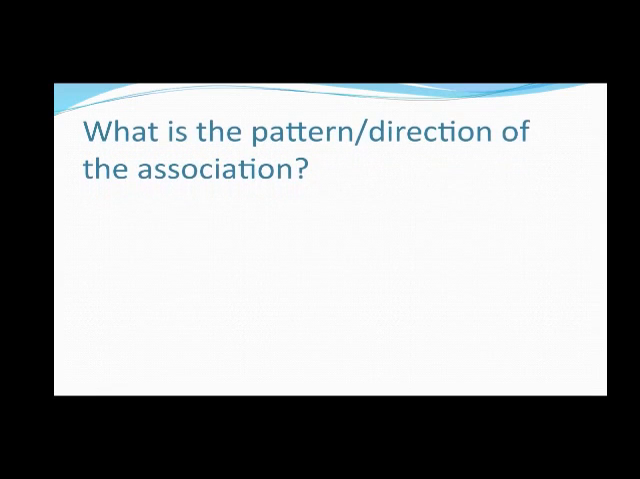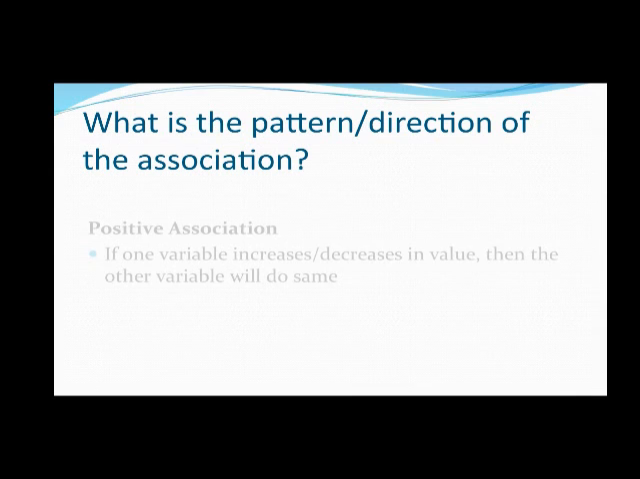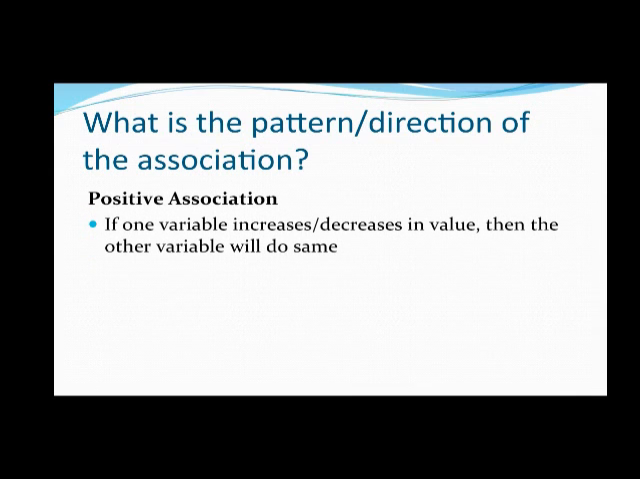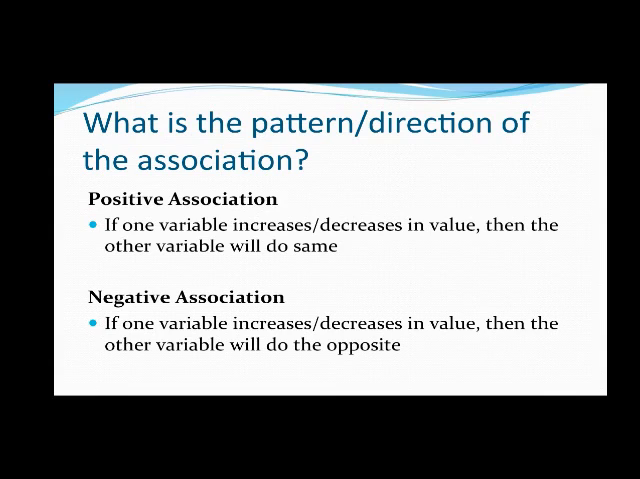Now, we will find the pattern or direction of our association for our two variables. To do this, we can either have a negative association or a positive association, and we can use our bivariate table to find out if we have either of those. If we have a positive association, then if one variable increases or decreases in value, the other will do the same. If we have a negative association between the two variables, then if one variable increases or decreases in value, the other will do the opposite. And that's how we'll find the pattern or direction of our association.